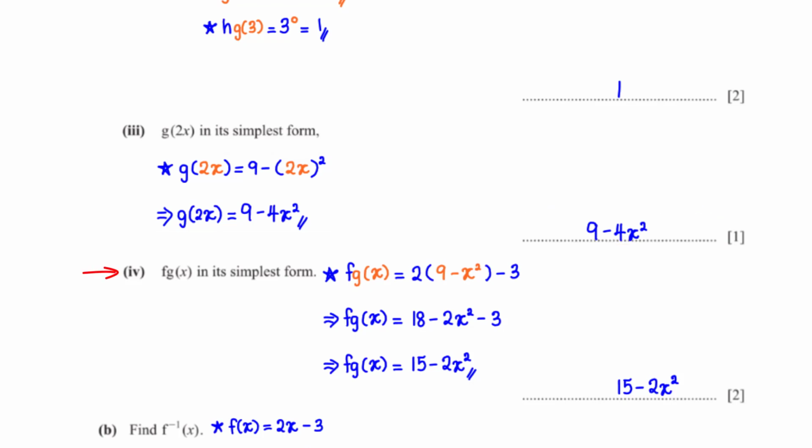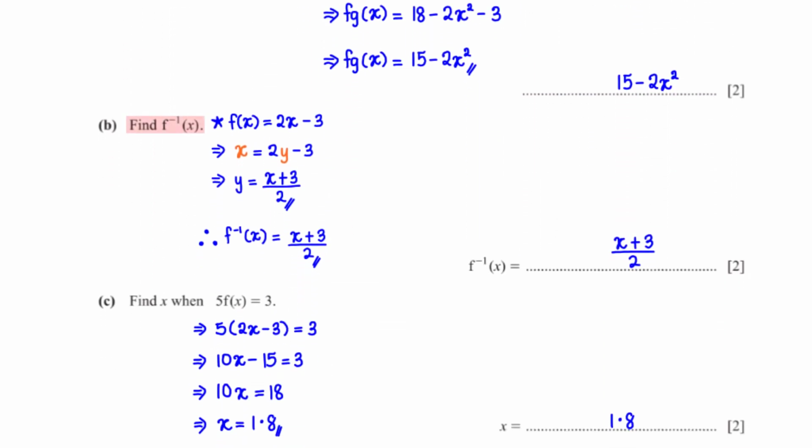Find f of g of x in its simplest form. To get f of g of x, we replace x in f of x with g of x. This gives us 2 times 9 minus x squared, minus 3. When we expand the brackets, 2 times 9 is 18, and 2 times negative x squared is negative 2x squared. 18 minus 3 is 15, and so our final answer is 15 minus 2x squared.